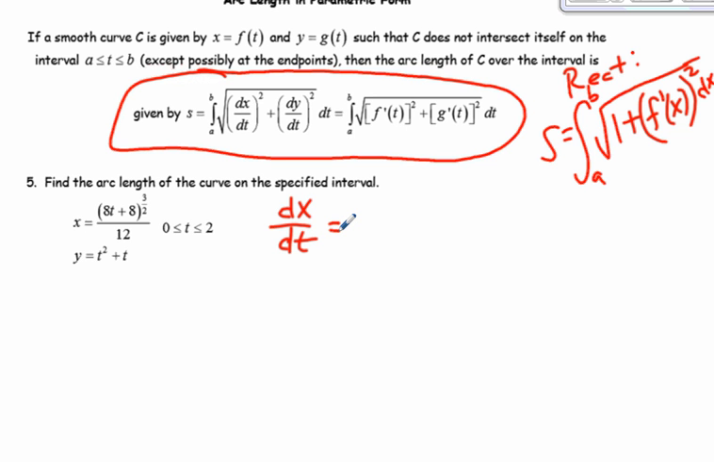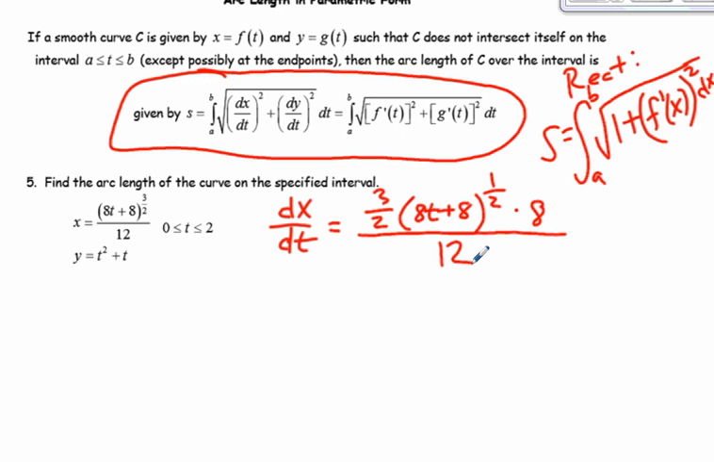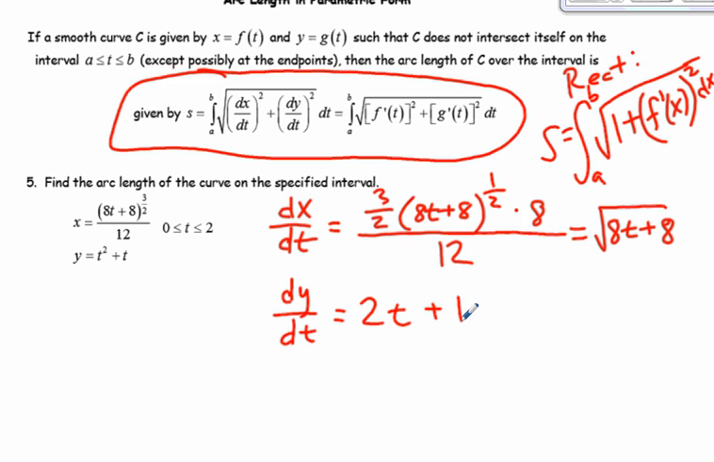So x is a quotient, but you don't have to use the quotient rule because you're dividing by a constant. So the derivative would be 3/2 times (8t plus 8) to the 1/2 power, and then don't forget times 8 by chain rule. And then the dividing by 12, you're just going to stay dividing by 12. And so what's going to happen is all those constants, 3/2 times 8 divided by 12, are all going to cancel out, and you're going to be left with just the square root of 8t plus 8. Okay? Then dy/dt is easier. It's just 2t plus 1.